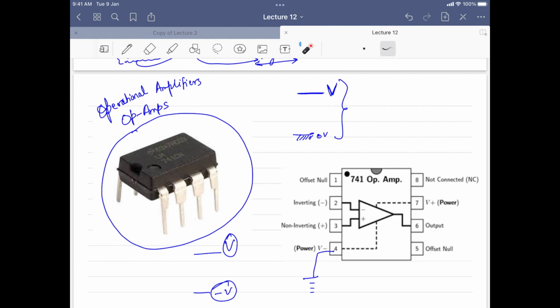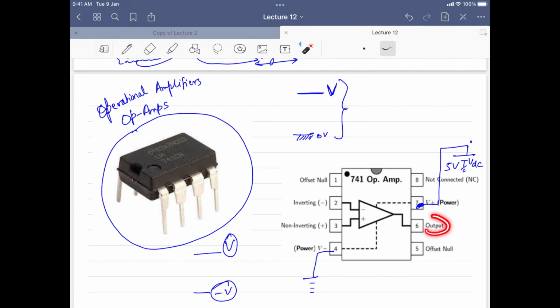Then this is the plus V terminal. So here what you will do is you will apply a plus VDC here, a battery like this, VDC of whatever value it will have. Like if you take 5 volts, so you will apply a 5 volt battery to this 7th terminal, which is the 7th pin of this operational amplifier, this one.